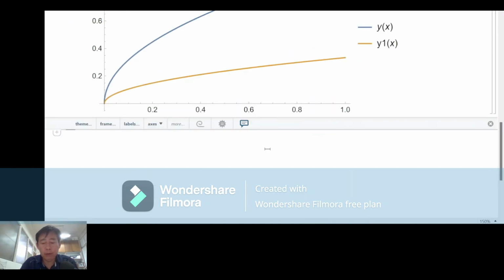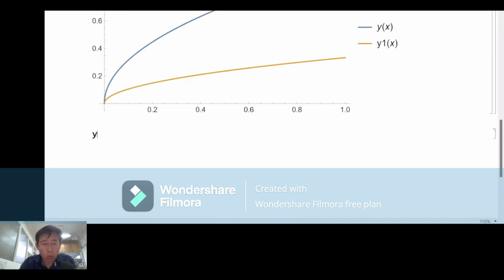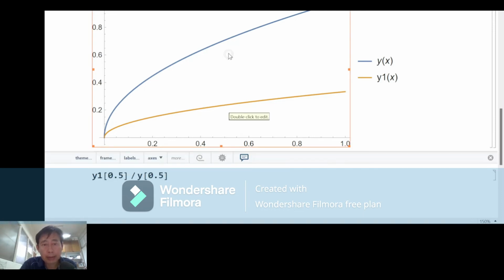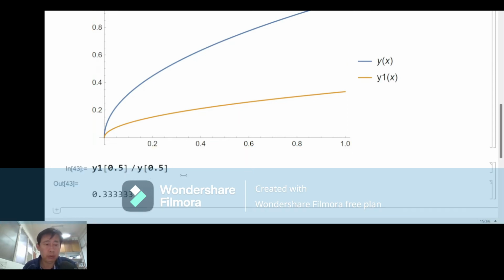Now, for example, if I say y1 evaluated at, say, x equals 0.5, right? So I take this ratio of y1 at 0.5 and y at 0.5. When I press the button, this amounts to taking the value of y1 at this point here, and then the value of y at this point. So I don't really know what these two values are, but the ratio of these two should be equal to 1/3. Right? So that is expected.